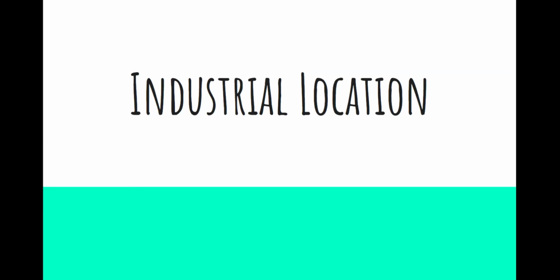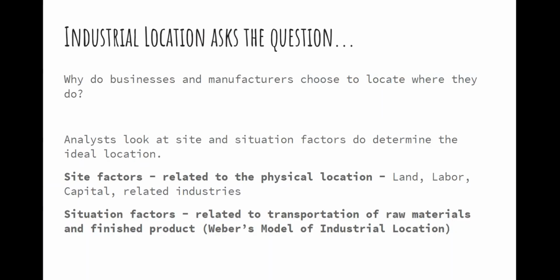Right, in this video, we're going to talk about industrial location with a special focus on Alfred Weber's least cost theory. So, industrial location is basically asking the question, why do businesses and manufacturers choose to locate where they do? Obviously, there are a lot of different factors that go into it. Factors related to land and labor and agglomeration and the amount of money within an area, and also factors related to transportation.